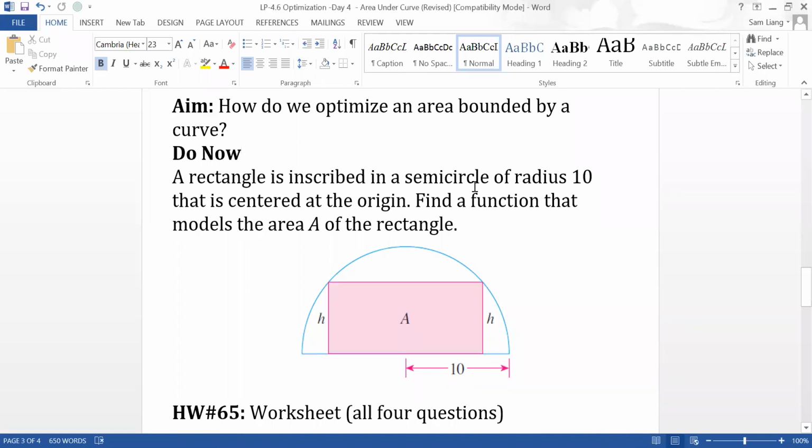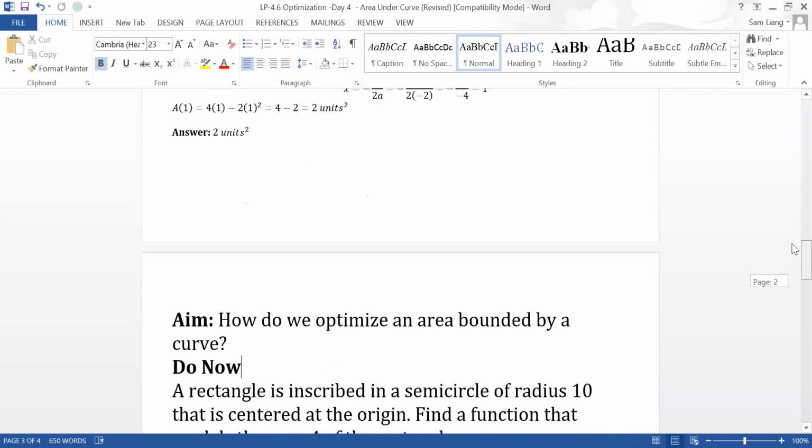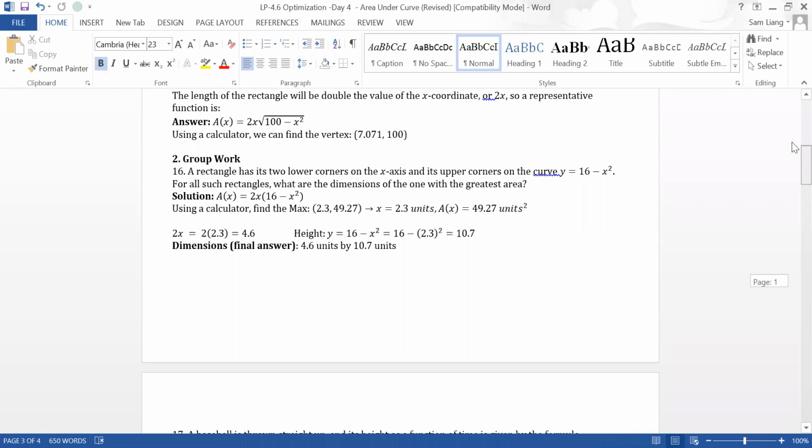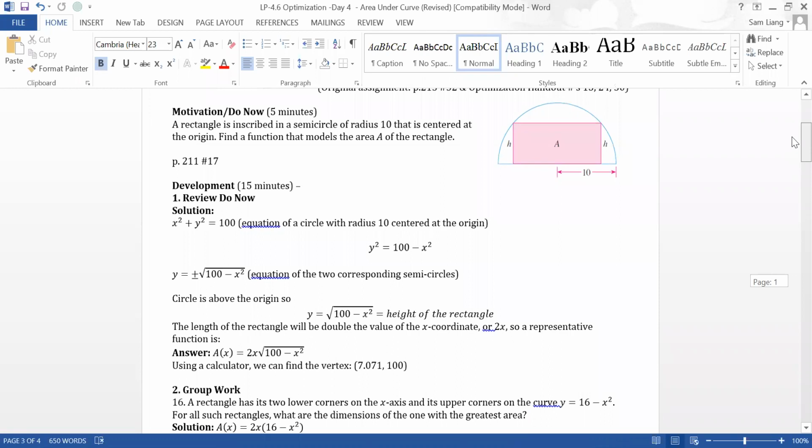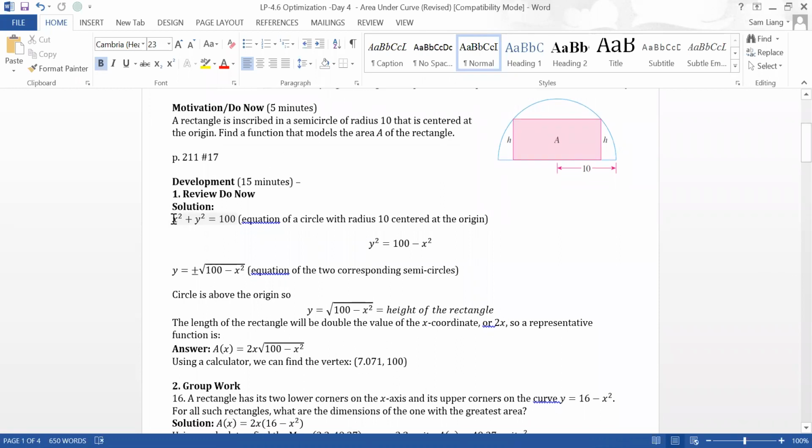Okay, so hopefully you have come up with an equation for at least the circle and then eventually the semicircle. Let me scroll up for the solution. So here's the equation of the circle, radius 10, center at the origin. So it's x squared plus y squared. h and k in this case are both 0 because the center is at the origin. And then the radius is 10, so it's 10 squared. Now, to find the equation of a semicircle, we're going to have to isolate y.